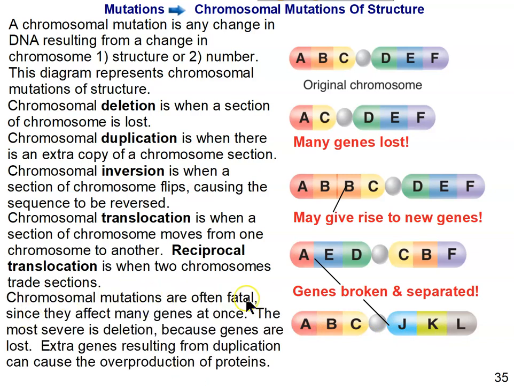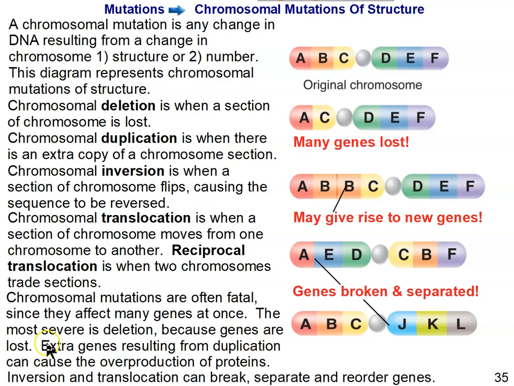So chromosomal mutations are often fatal because they affect many genes at once. Most severe is deletion, because genes are lost. So in these other scenarios, the genes are still there, they're just in a different arrangement. But in deletion, the genes are gone. And as I mentioned, overproduction of proteins is not necessarily a good thing. And also, as mentioned, inversion and translocations can break or separate and reorder genes, put them in the wrong order. So those are chromosomal mutations of structure.